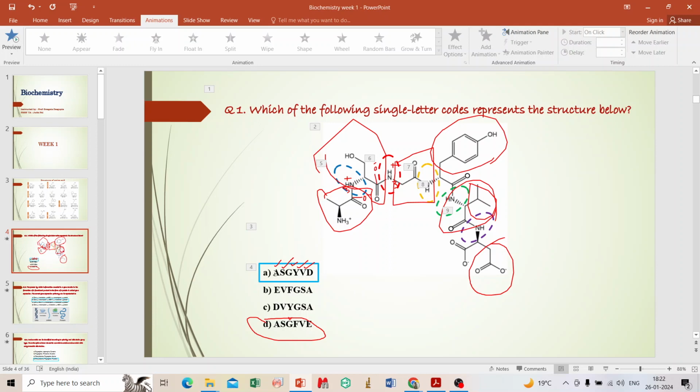So our correct answer was ASGYVD. All that you need to do is to break the amide bonds and then identify the R groups and their corresponding amino acids, and you also have to remember their one letter code. Okay, so I hope there is no doubt in this question. Moving to the next one.